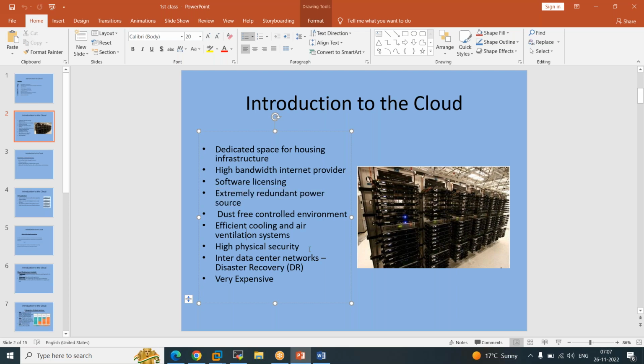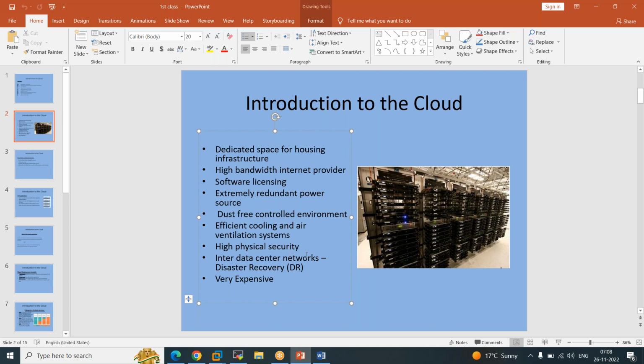Efficient cooling system and ventilation system. You need to have proper cooling because all the servers running 24 by 7 definitely generate a lot of heat. If the temperature goes beyond a certain level, the circuits will break. So you have to maintain certain cooling, roughly 16 to 17 degrees within the data centers. That must be maintained. If not, the circuits can break and the server can crash.